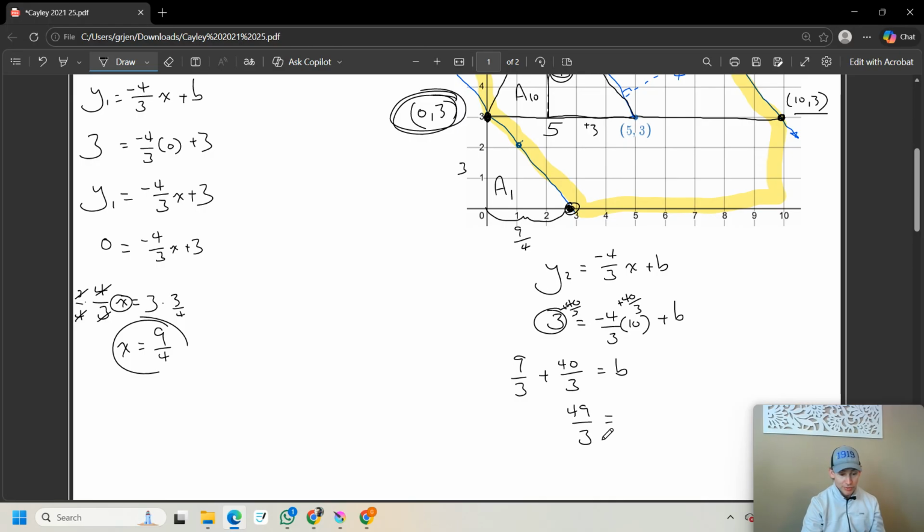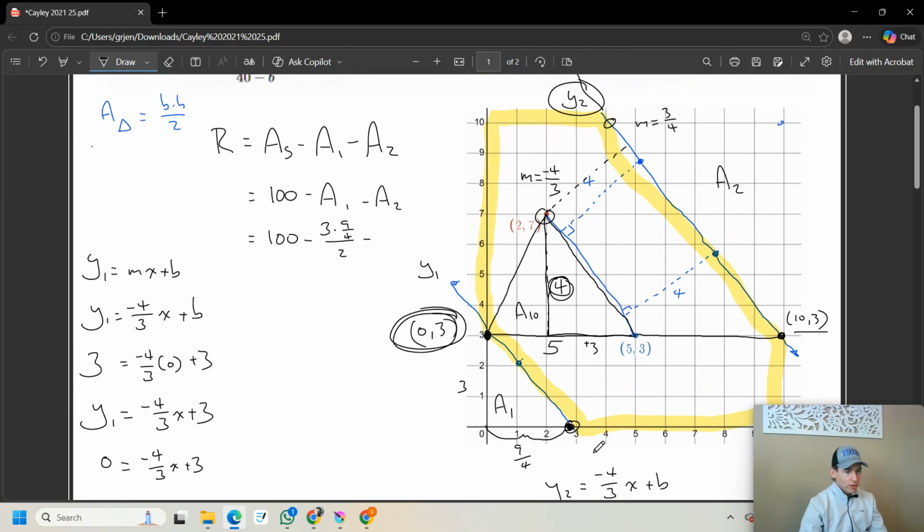So 49 on 3 is actually like, what did I say? It was 16 or 17? Yeah, 16.3 recurring. Okay, so 49 on 3 is b. Now, we want to know when y is 10, what's the value of x? Because that's going to give us the length here.